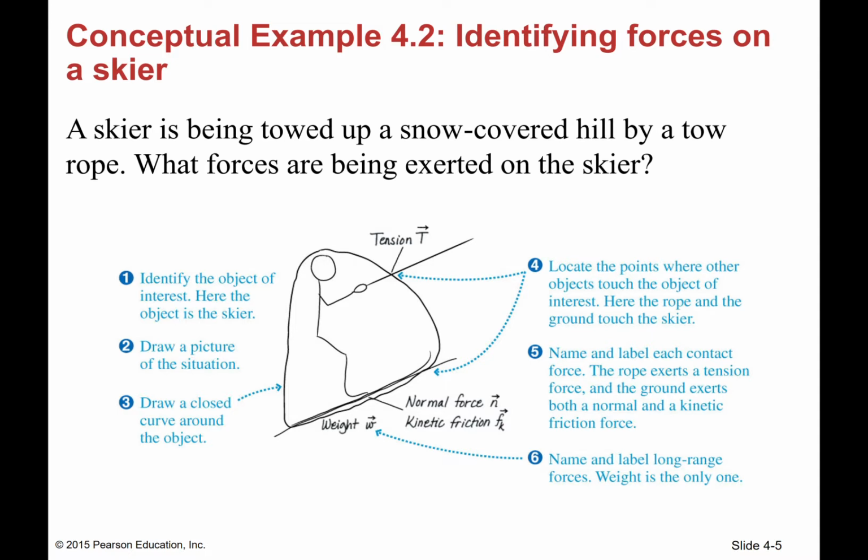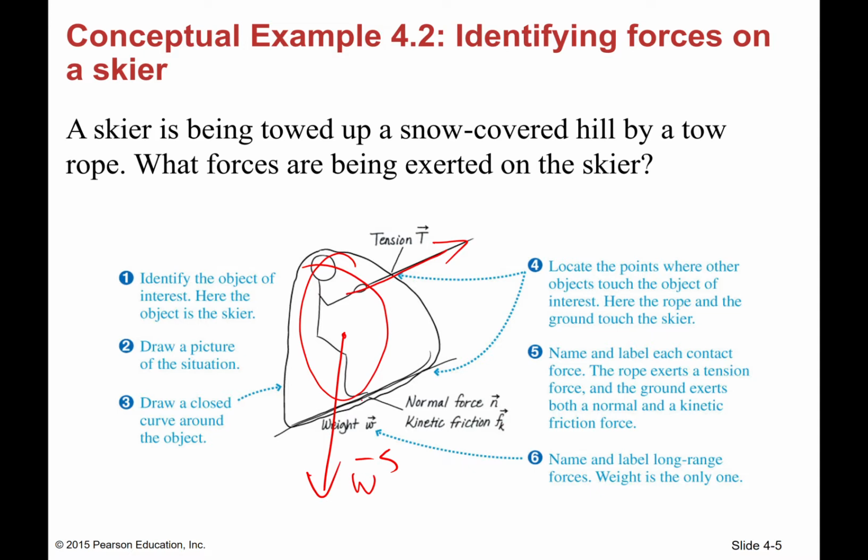Here is another example. This is a skier that is being pulled up by a rope. Let's identify all the forces here. The first thing is to identify the object. So it's a skier. Then what is there? Well, we have a tension here, that is a force acting on the skier. And we have the weight, acting on the skier.